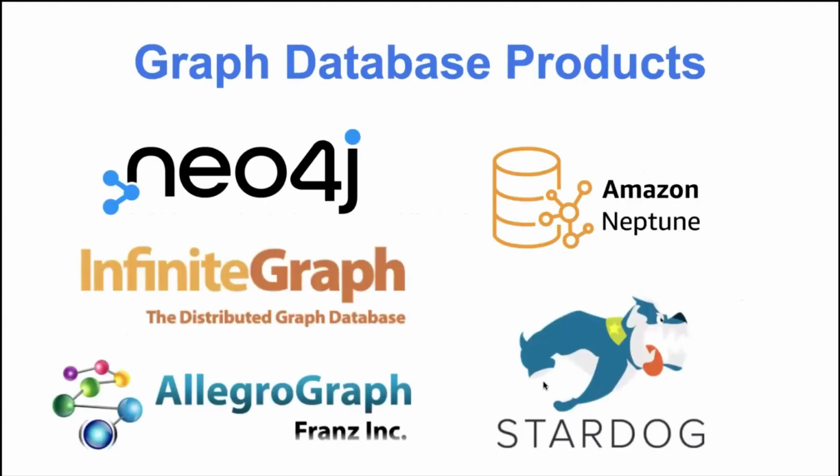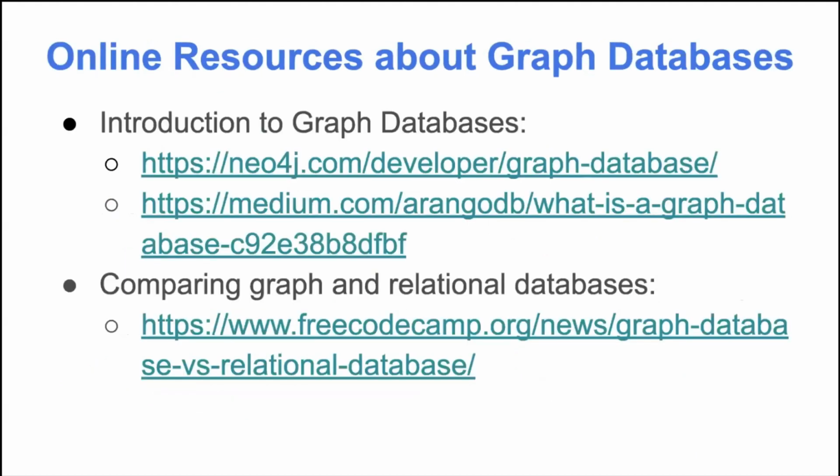Here are just some of the graph database products: Amazon Neptune, Infinite Graph, AllegroGraph, and Stardog. And of course, one of the more popular ones is Neo4j, which is what we'll be focusing on today. Here are also some online resources about graph databases: some introductions, and comparisons between graph and relational databases that I started a little bit earlier.